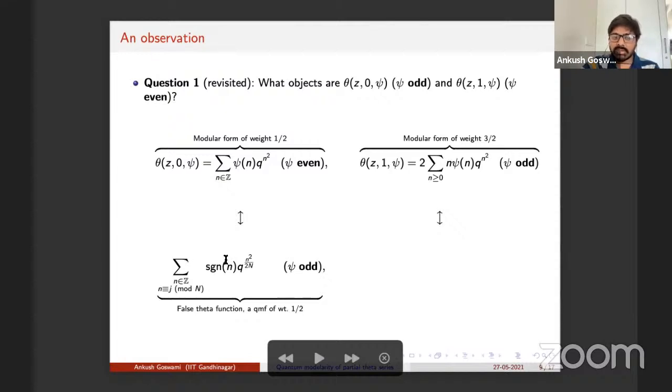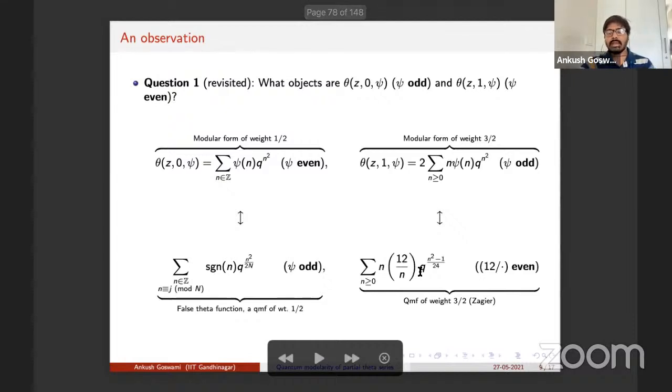So if you consider this function, which is the sum running over all n from -infinity to +infinity, but only in a certain arithmetic progression, of sign of n times q to the power of n squared by 2n, then this corresponds to a psi function being odd. And this is an example of a false theta function. It turns out that this is an example of a quantum modular form of weight 1/2.